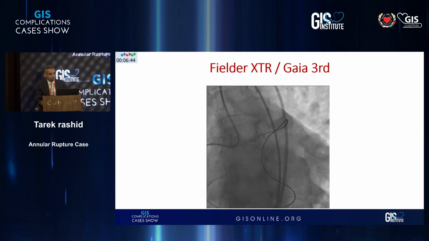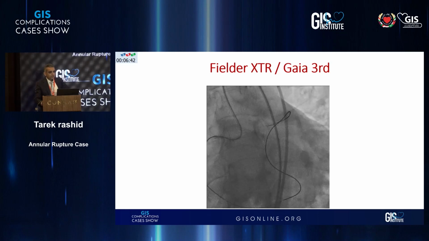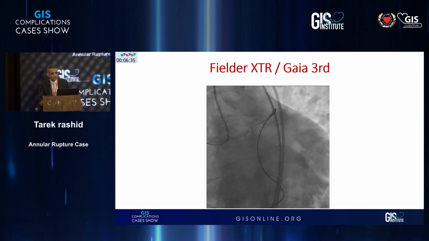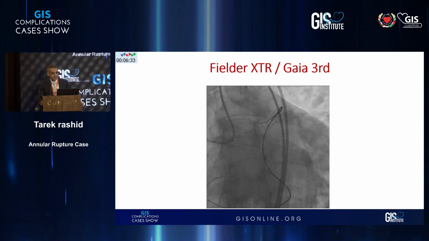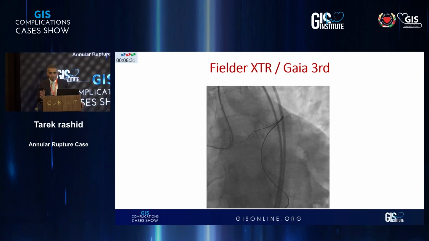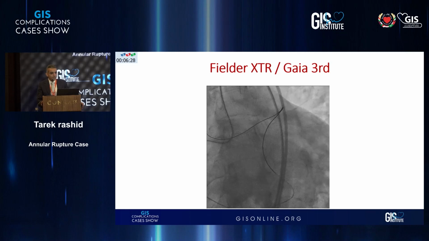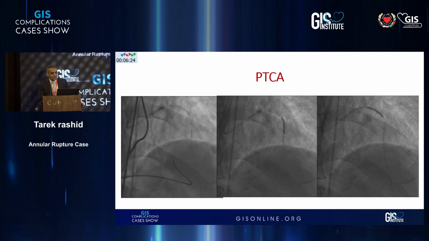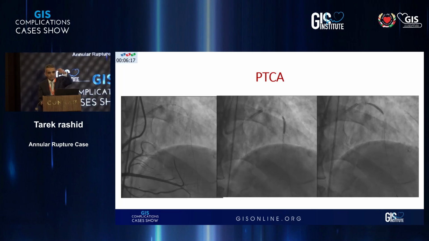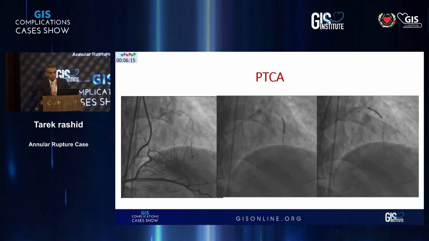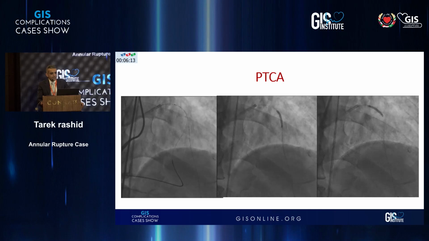Then using a Fielder XT-R and a Gaia Third wire, we tried to cross from the ostial LAD into the guiding catheter. And now we crossed into the guiding catheter, which is in the left main. So it's a direct wire crossing in an ostial LAD occlusion, with the Gaia wire now in the guiding catheter. We did a tip-in, not an externalization: we took a wire antegrade into the microcatheter, and we started an antegrade PTCA.